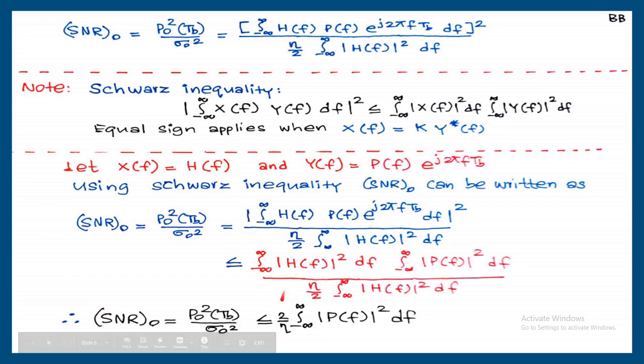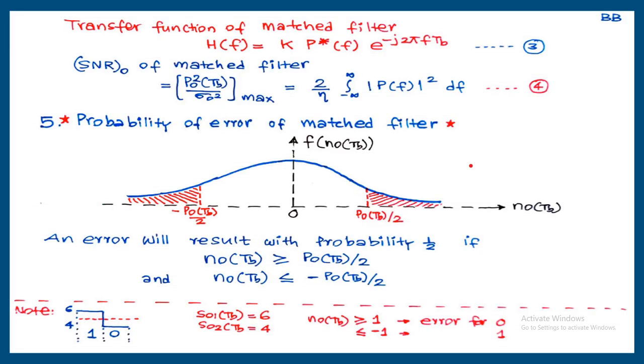So this sign will become equal sign if H of f is equal to k into P complex conjugate f e raised to minus j 2 pi f Tb. That is an indication that if the transfer function of the system is equal to k into P star f e raised to minus j 2 pi f Tb, SNR output will become maximum. If SNR output becomes maximum, the system is known as matched filter. So that is the transfer function of the system. Only then will SNR output be maximum. That is the reason it is written here.